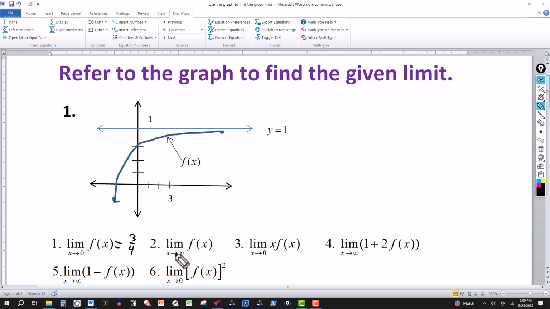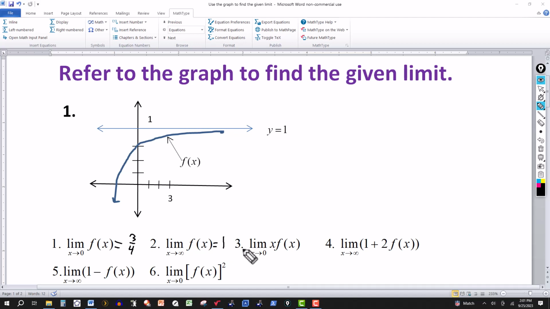Now the next one, number 2, the limit as x goes to infinity. Well, the way this is given here, like I said, I have a horizontal asymptote at y equal 1. The graph approaches that asymptote. It gets closer and closer. So the limit of f of x as x goes to infinity is equal to 1.